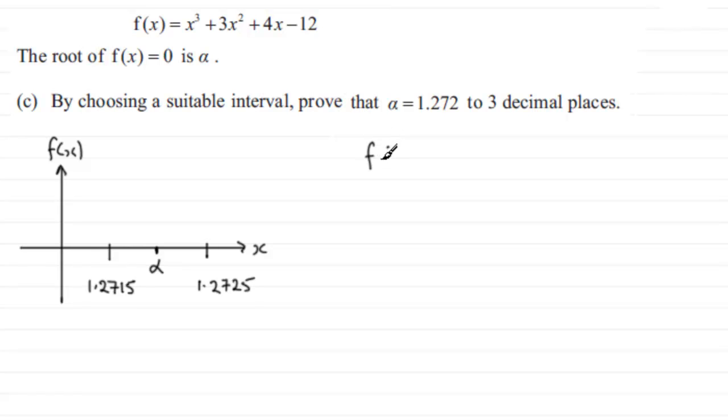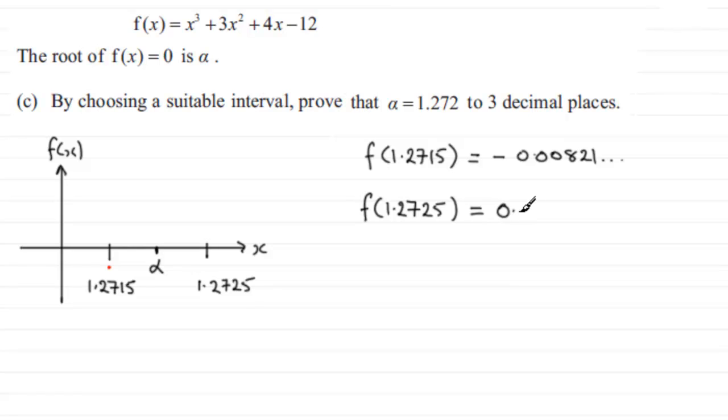So if you were to do f of 1.2715, in other words, substitute x as that value, what you get is a negative number, negative 0.00821, and so on. So we can see that our graph is a negative value at this point here. What I'm hoping for now is that when we substitute this value in, we get a positive value. If we do f of 1.2725, put that into f of x, what you get out is indeed a positive value, 0.00827, and so on. So we can see that we've got a positive value here.